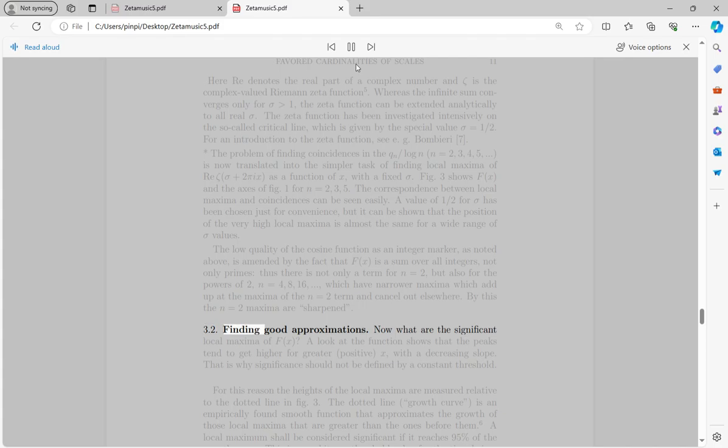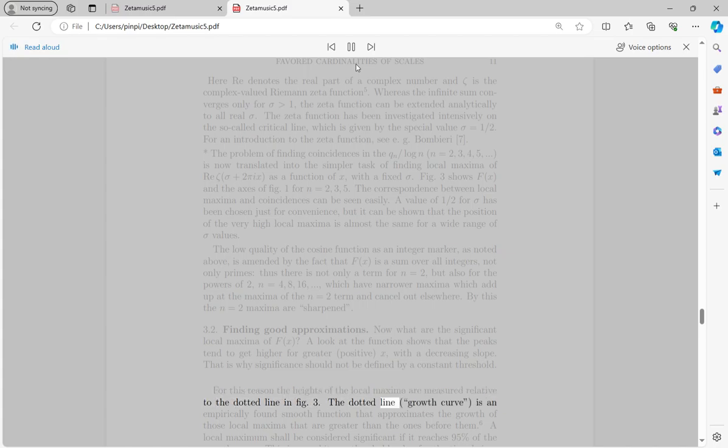3.2. Finding good approximations. Now, what are the significant local maxima of f(x)? A look at the function shows that the peaks tend to get higher for greater, positive, x, with a decreasing slope. That is why significance should not be defined by a constant threshold. For this reason, the heights of the local maxima are measured relative to the dotted line in Figure 3.